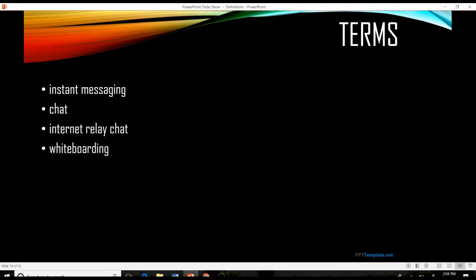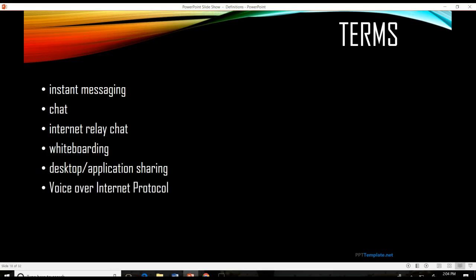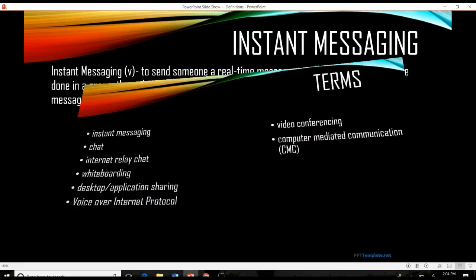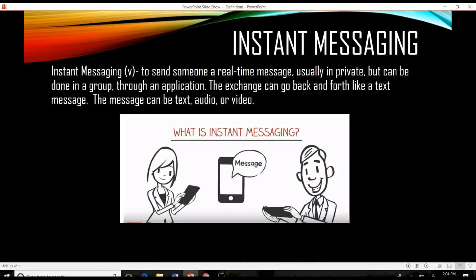So before we begin, let's go over our terms. Our first word today is going to be instant messaging, chat, internet relay chat, whiteboarding, desktop application sharing, voice over internet protocol, video conferencing, and computer mediated communication, CMC. Our first word is instant messaging.